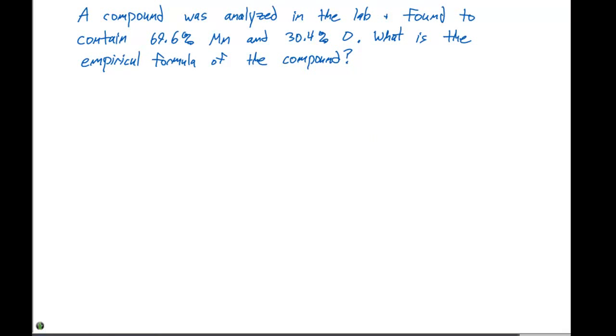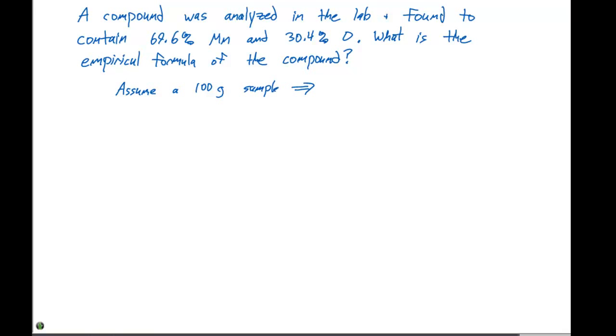The example problem we're going to perform based on empirical formulas is the following. A compound was analyzed in the lab and found to contain 69.6% manganese and 30.4% oxygen. What is the empirical formula of the compound? So, step number one, we are going to assume a 100-gram sample.